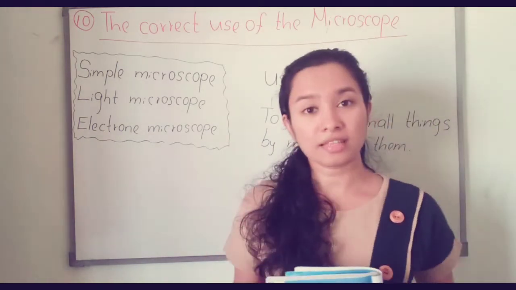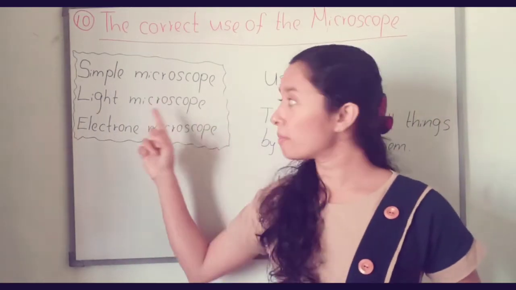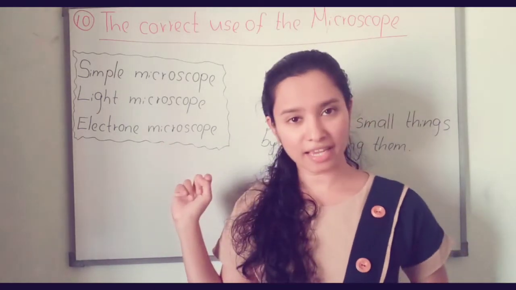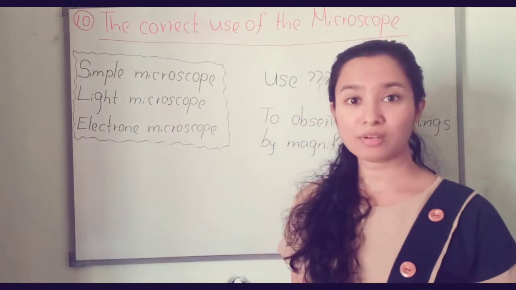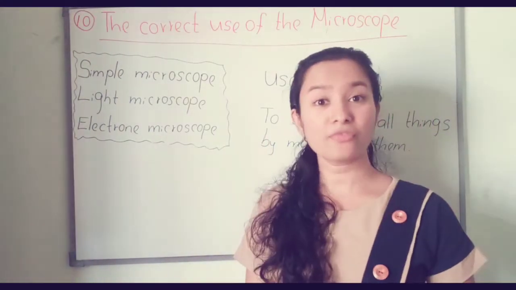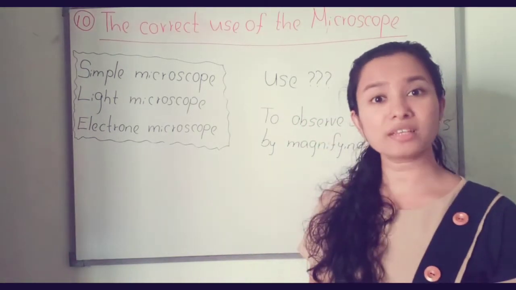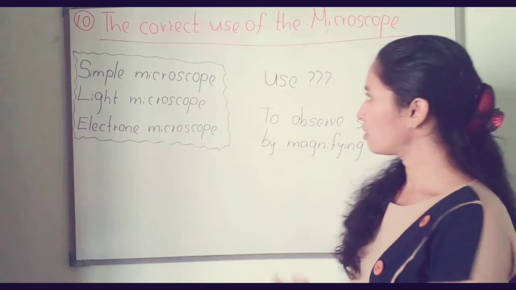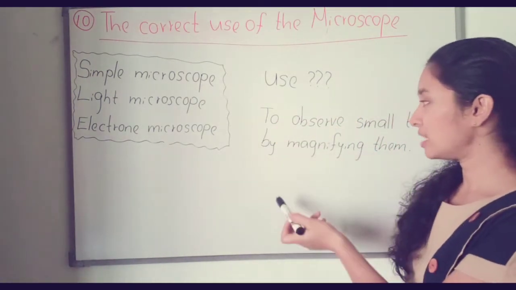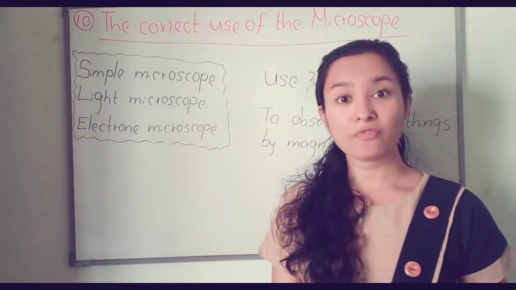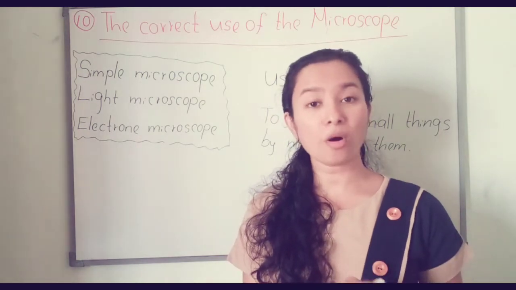You know, there are various types of microscope: simple microscope, light microscope and electron microscope. In this lesson, we are going to learn about these types of microscope. First of all, you should know what the use of a microscope is. What is the use? To observe small things by magnifying them. We are using this microscope to observe small things.